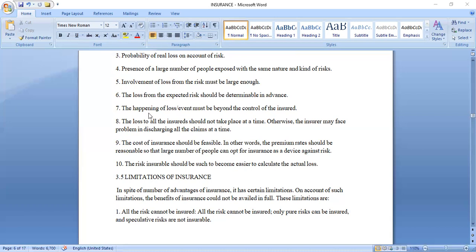So that's why a number of people have negative impressions about insurance. But the most important thing is that when you have studied this and have knowledge, because it has a number of policies, when you have learned and grasped them, you can reason them out. So what this statement means is that the happening of the loss or event must be beyond the control of the insured.